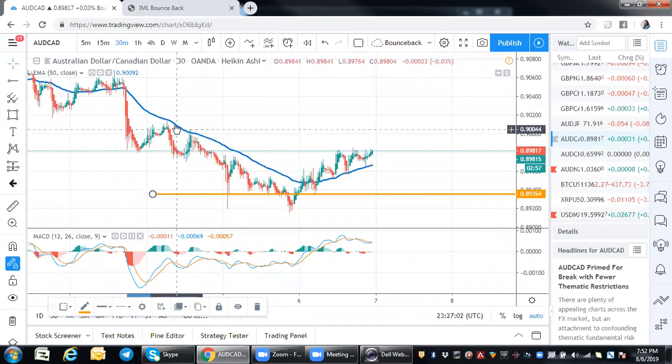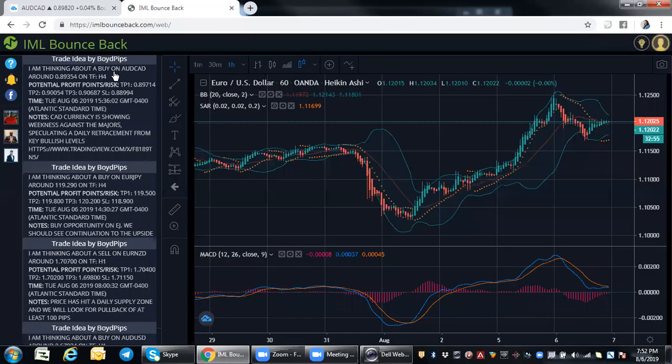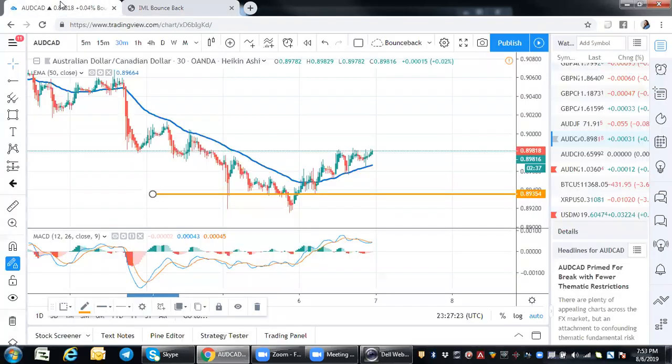Right, so that one would have taken off because he called that a little while ago. Anyway, his notes were: CAD currency is showing weakness against the majors, right? Speculating a daily retracement from key bullish levels. So let's identify.